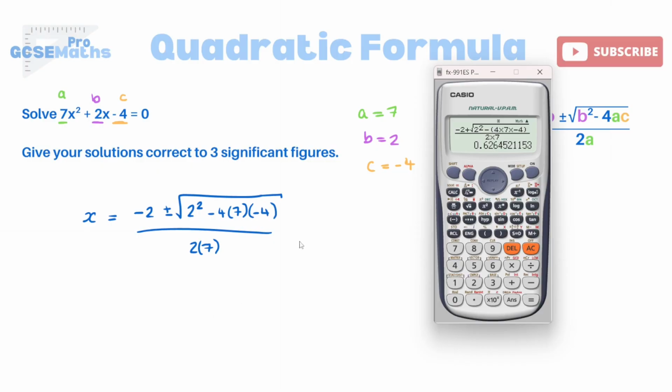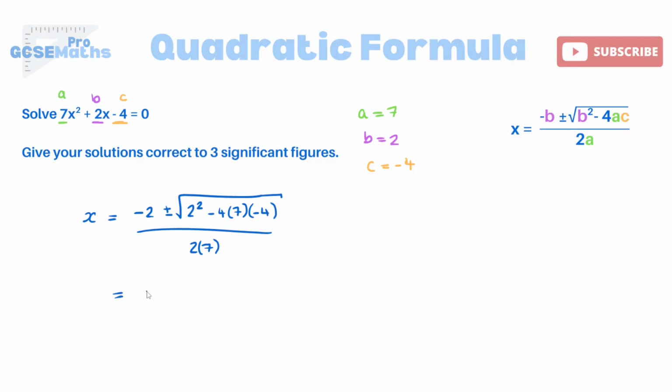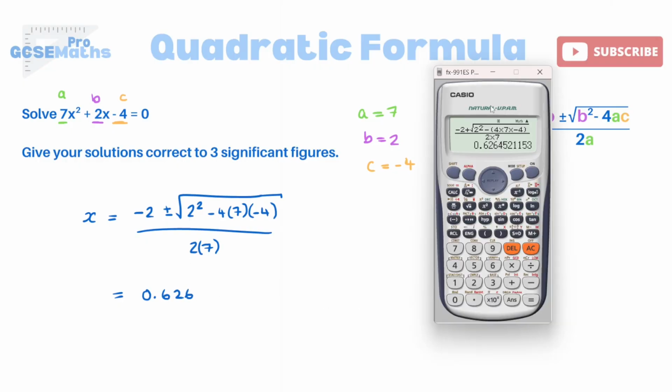0.626 would be 3 significant figures. 0.626, that's my first solution. But remember, quadratics always have 2. So don't rewrite all of this back in, just use your arrow and just scroll along until you get to that plus here. Change it for a minus to get my second solution.